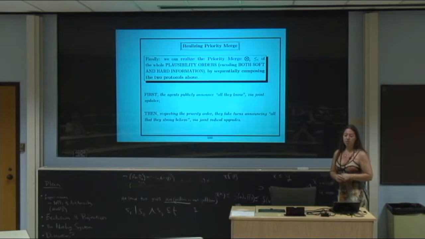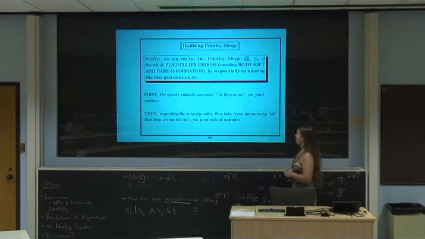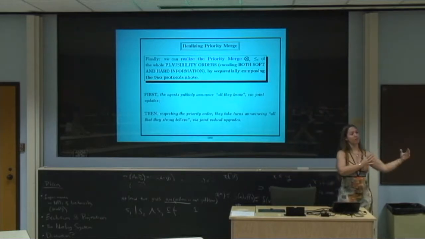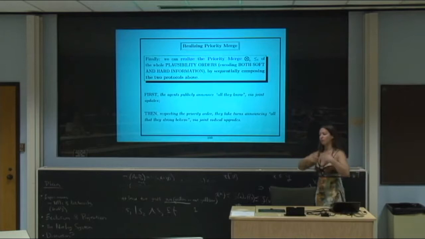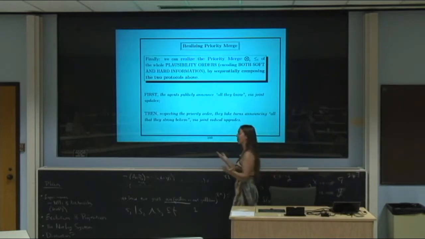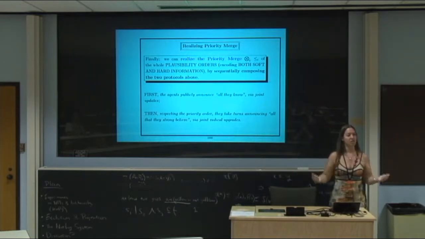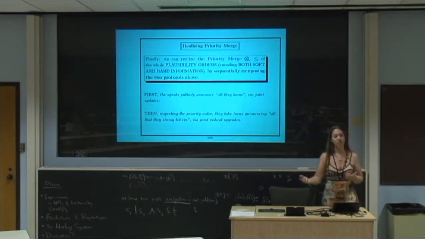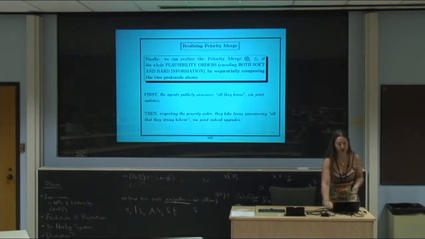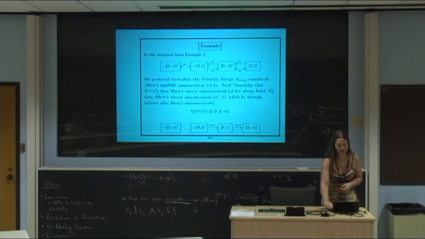The priority merge is just a pulling together of the two types of protocols that we had. First you perform the protocol where everybody, without looking at the priority order of the hierarchy of the group, announces everything they know, and then secondly they have to announce all their strong beliefs, all the phis for which they have a strong belief. And that will realize the priority merge.